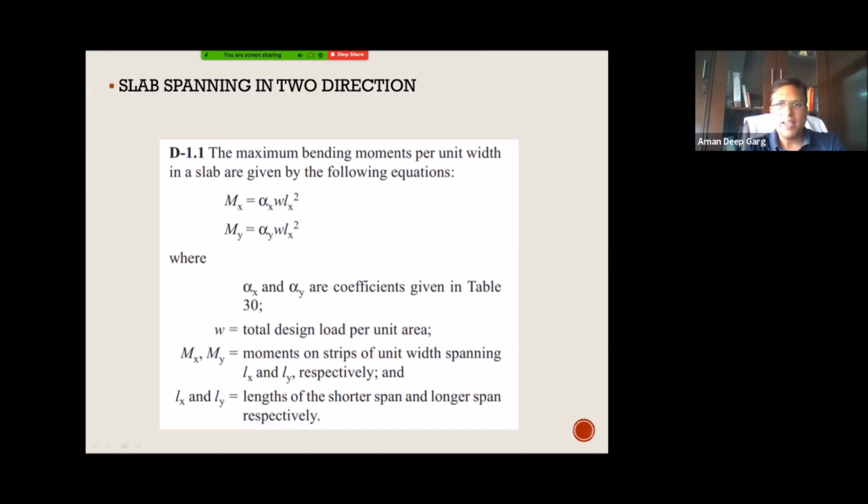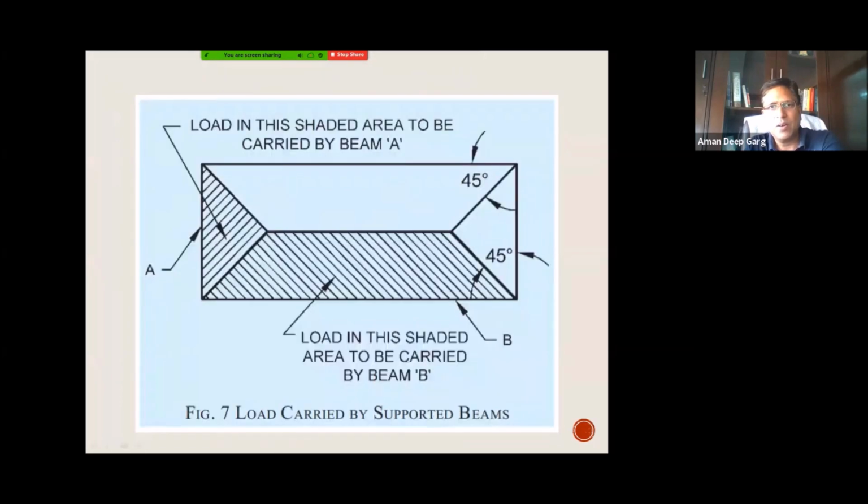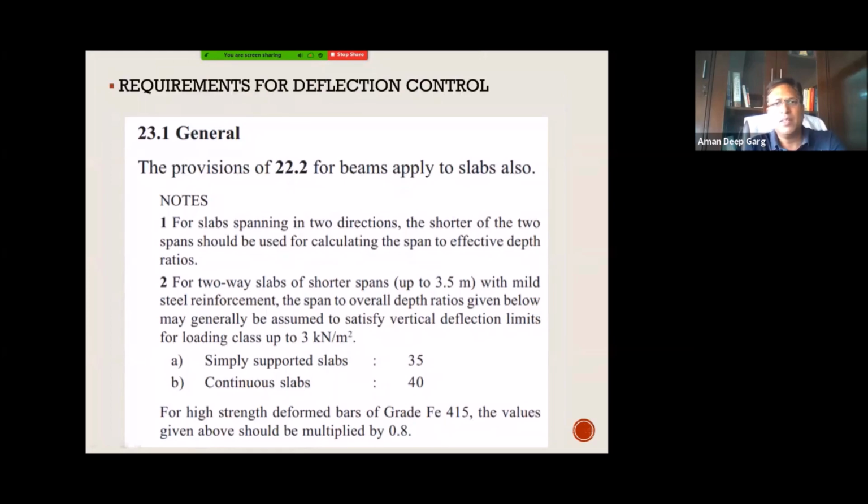So for all the calculations, when we talk about the span to depth ratio in my bending requirements, when I was telling you the deemed to satisfy condition, your span to depth ratio should be, say, for slab 35 or 40. It means that it is for the smaller span to depth ratio. When we calculate the span to effective depth ratio, the span does not mean the larger span, it means the smaller span. You can see here that it is written also: for a slab spanning in two directions, the shorter of the two spans should be used for calculating the span to effective depth ratios.